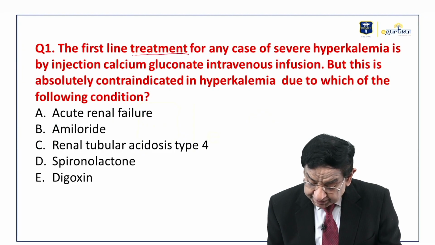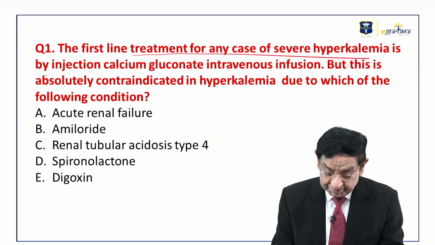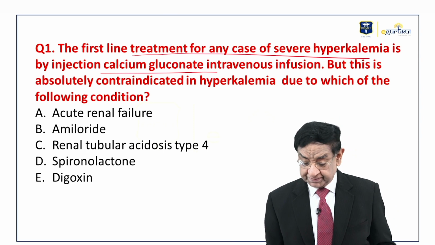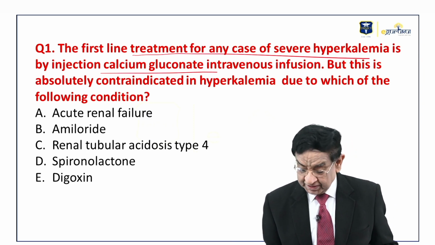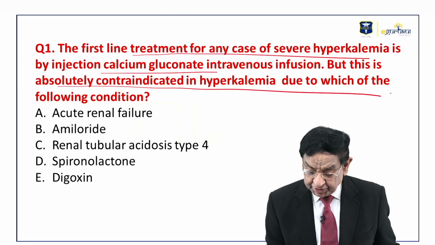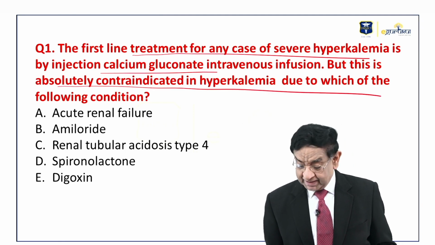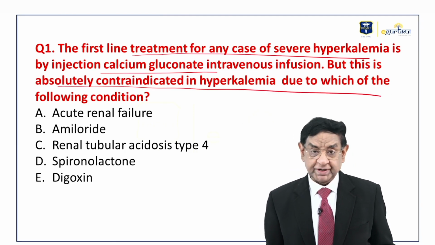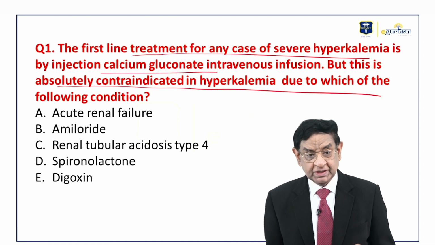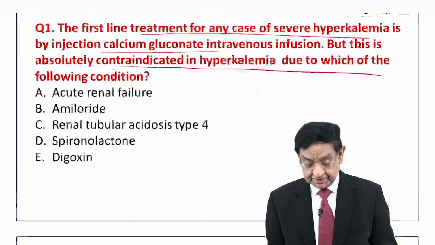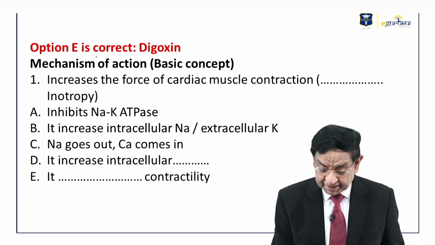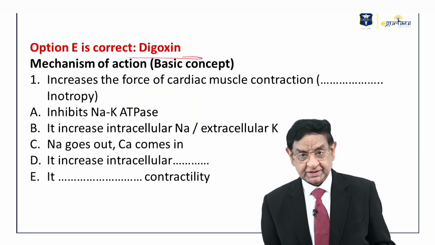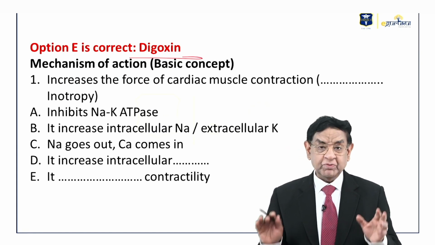The first line treatment of any case of severe hyperkalemia is injection calcium gluconate, which we give by intravenous infusion. But this is absolutely contraindicated in hyperkalemia due to which of the following conditions? Well, out of the 5 options, it is absolutely contraindicated in hyperkalemia due to digoxin toxicity. We don't give it. But why is it so?